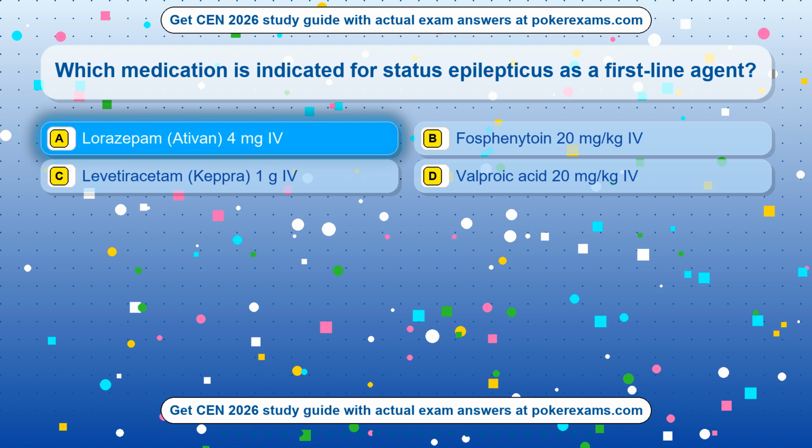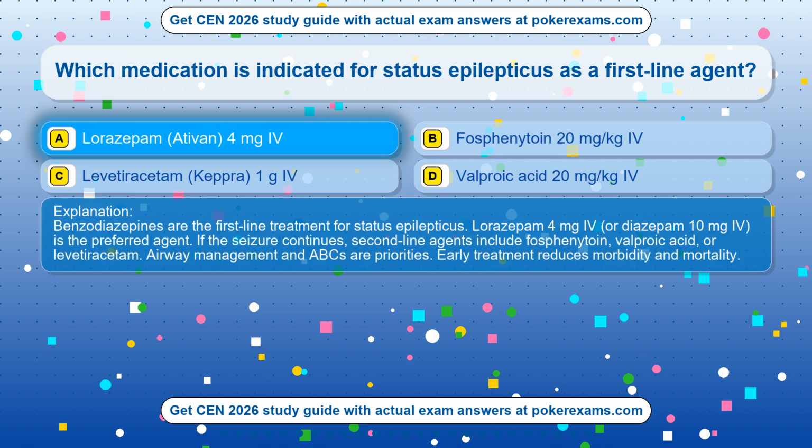The correct answer is option A. Lorazepam, Ativan, 4 mg IV. Benzodiazepines are the first-line treatment for status epilepticus. Lorazepam 4 mg IV, or diazepam 10 mg IV, is the preferred agent. If the seizure continues, second-line agents include fosphenytoin, valproic acid, or levetiracetam. Airway management and ABCs are priorities. Early treatment reduces morbidity and mortality.